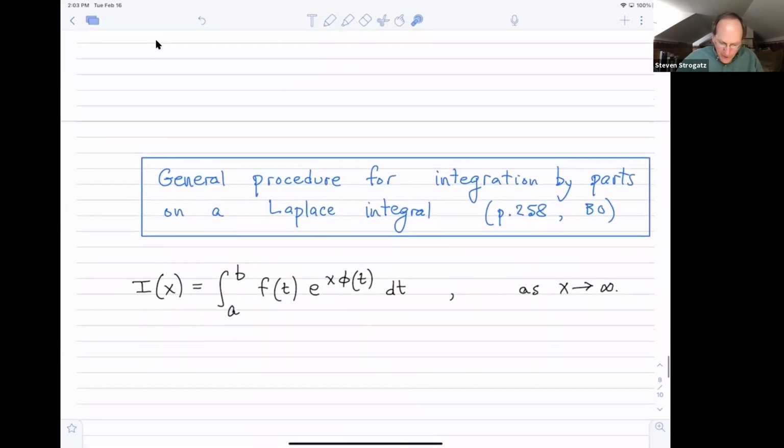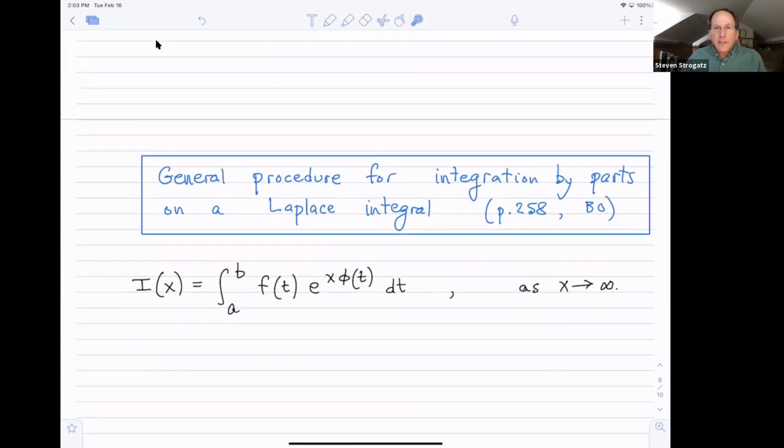So I'd just like to finish by talking about integration by parts as a more general technique that gets used in asymptotics. Where it's especially interesting to use integration by parts, where it comes up a lot, is when you have integrals of the form known as Laplace integrals. So integrals that have an e to the x times a function, like we're seeing here, if I have e to the x times some function of t.